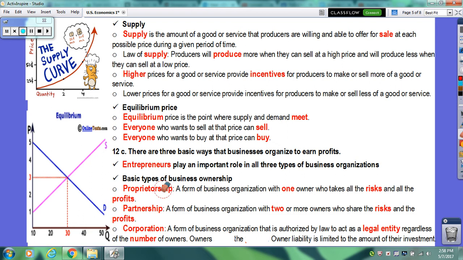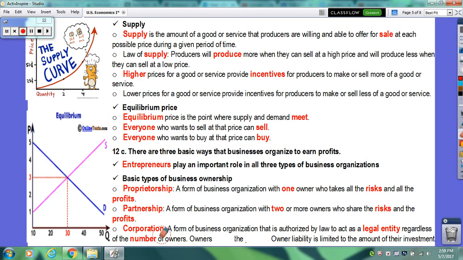A proprietorship is one person who owns the business, and they are the only person that owns the business, just one, only one. A corporation is a business that operates as a person, as one person. Although they may not be one person, they may be 10 people, it may be 100 people, it may be 1,000 people. There may be lots of people that are involved in the ownership of that business.